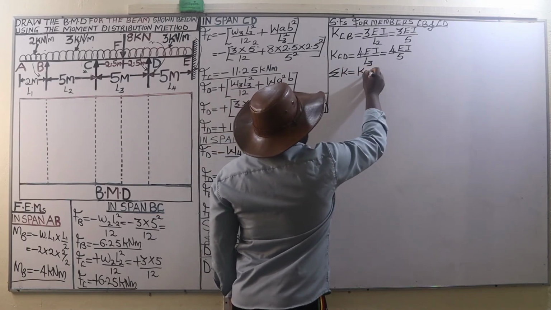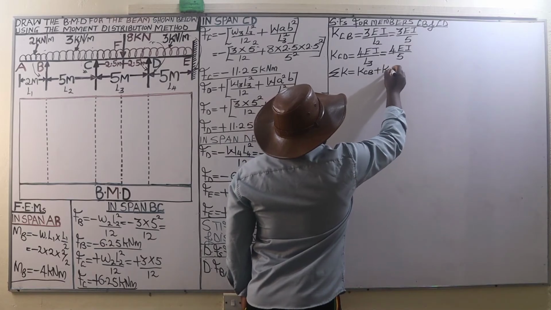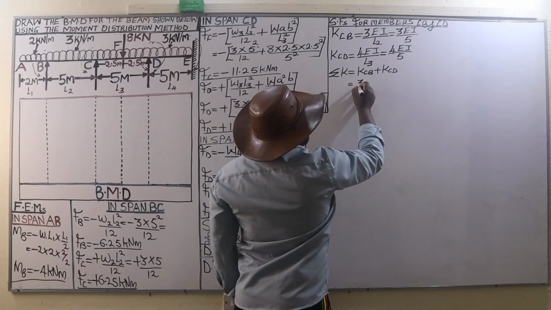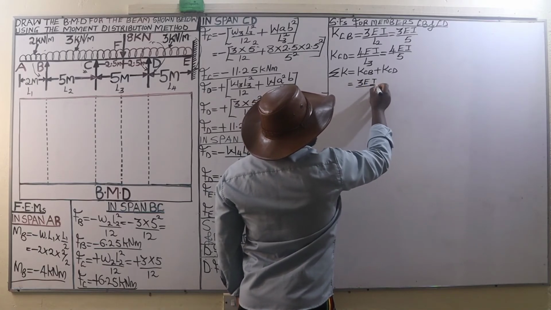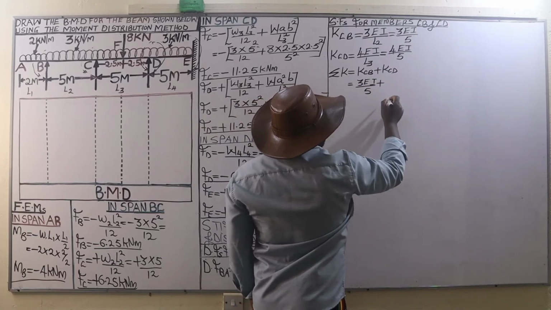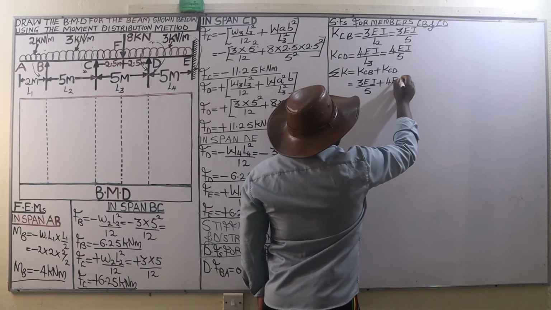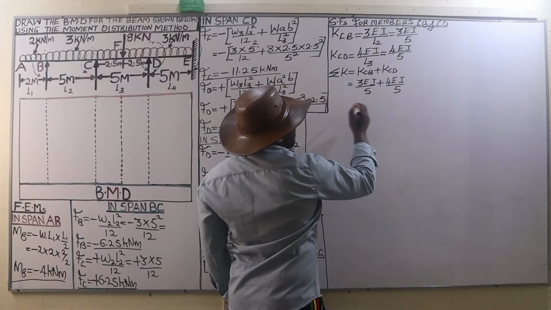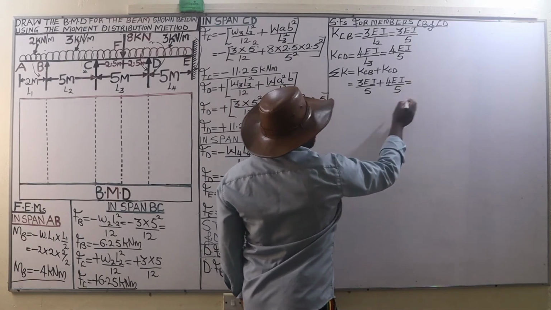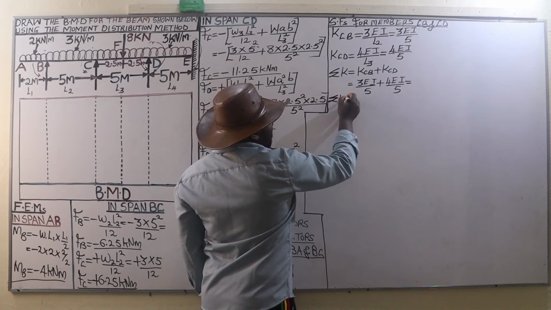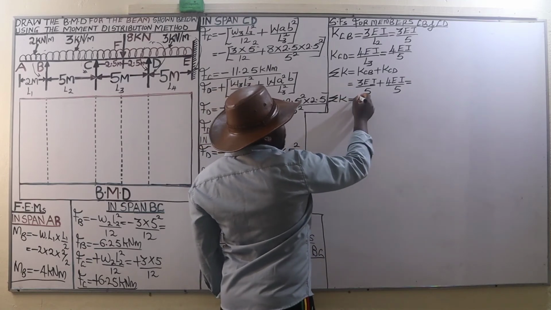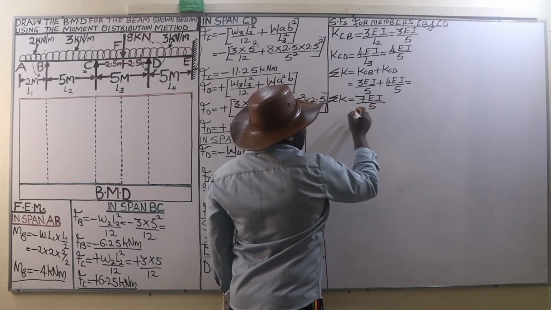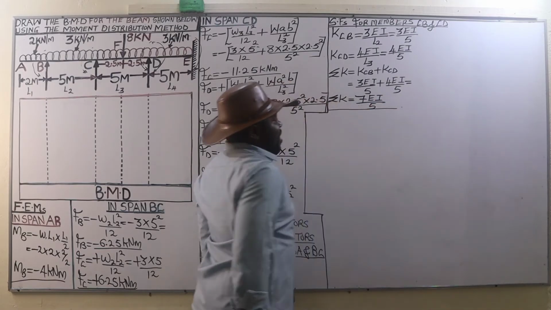This is going to be KCB plus KCD, and this will be 3EI divided by 5 plus 4EI divided by 5 as well. And that's going to give us a summation of the stiffness factors, that is summation of K being equal to 7EI divided by 5. So that's what we got.